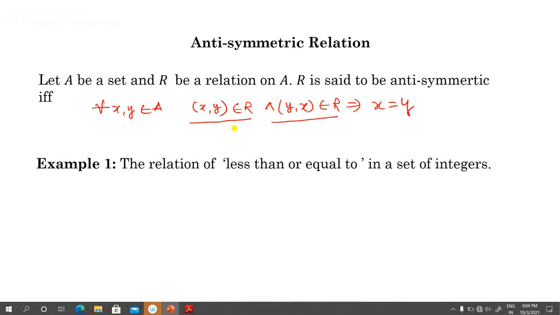Now look at this example. The relation of less than or equal to. x is less than or equal to y and y is less than or equal to x implies x equal to y. So if x is less than or equal to y and y is less than or equal to x, then you can write x equal to y. So this relation is an antisymmetric relation.